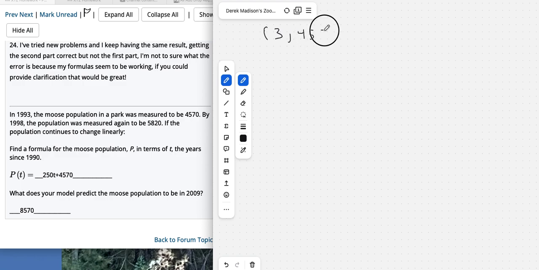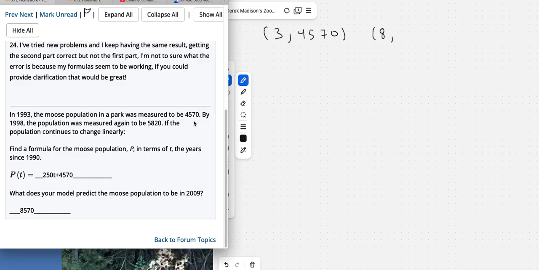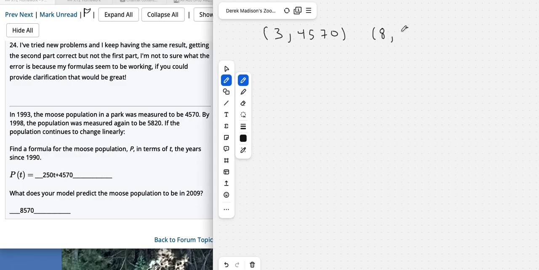4570. And then my second point would be in 98, that would be 8 years after 1990. The population would have been 5820. From there, it's probably just like what you were doing. You would find the slope, and I won't show all that because you already got it to come out to the 250, and it would do that again.